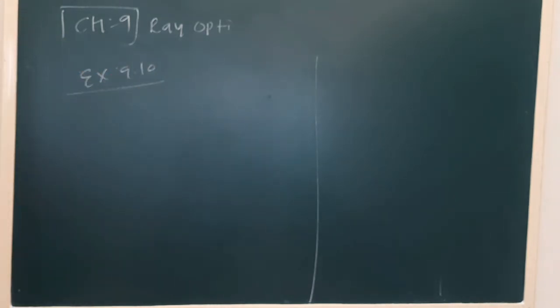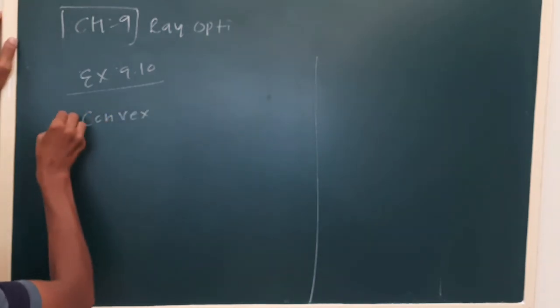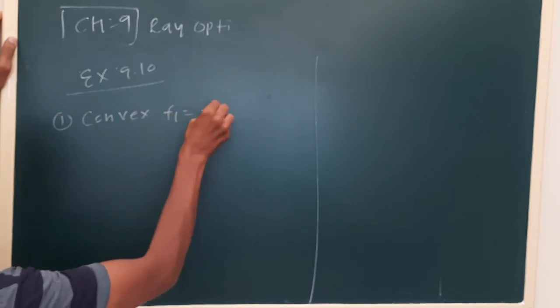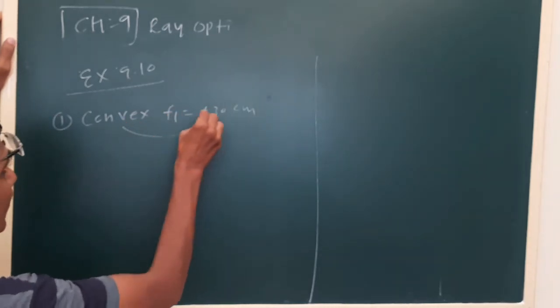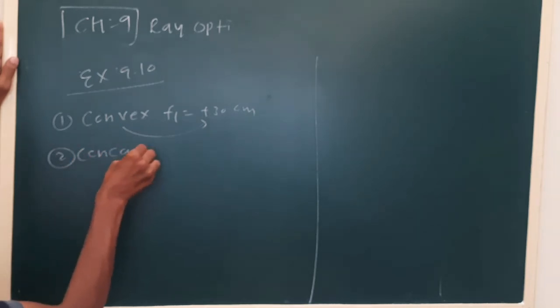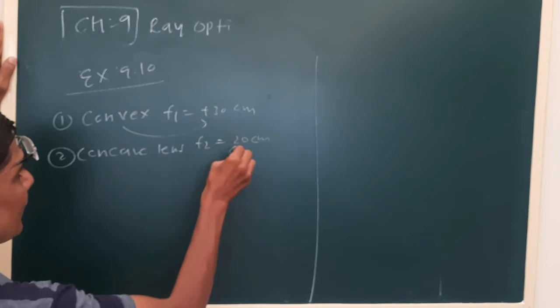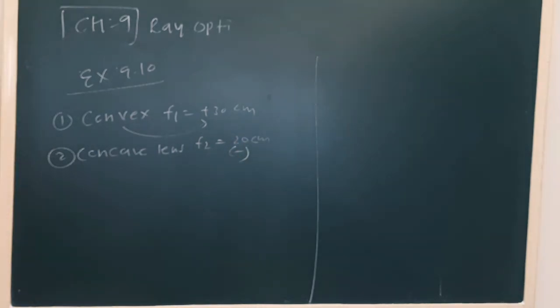Now this is related to combination of lens. See, a convex lens, focal length we take positive. Concave lens of focal length 20 centimeter. By convention, concave lens focal length we consider negative.